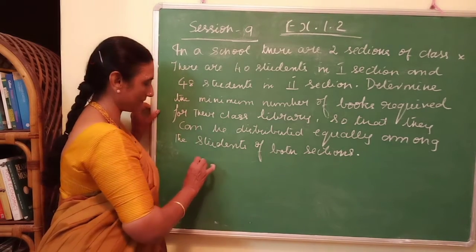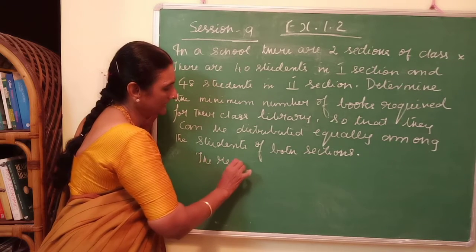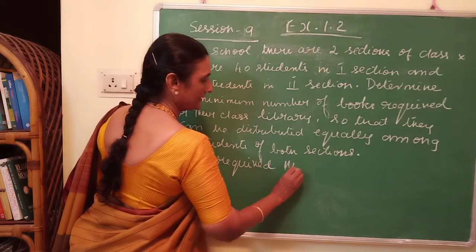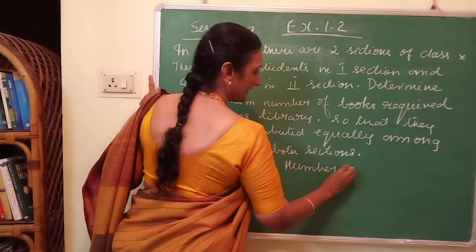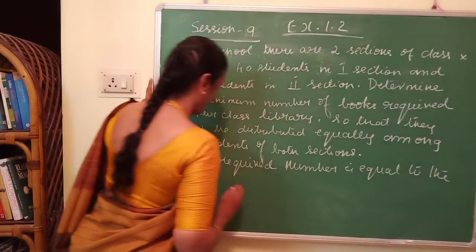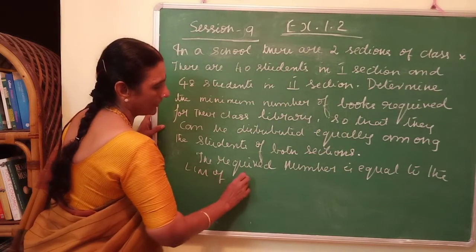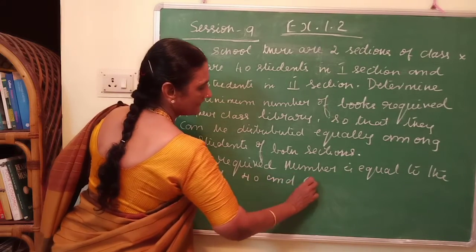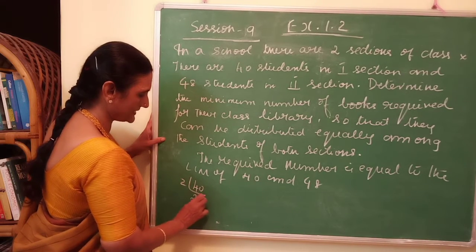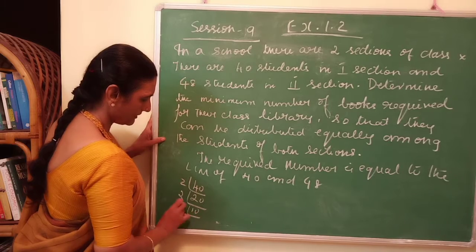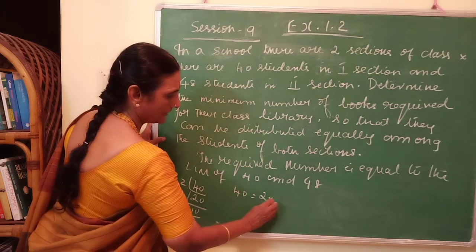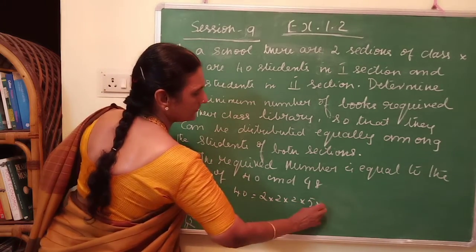Therefore, you should start with the statement, the required number. First, read and understand the situation. The required number is equal to the LCM of 40 and 48. So how do we find it? 40, you divide by 2, 20, and then by 2, 5. 5 is a prime number. So 40 is equal to 2 into 2 into 2 into 5 into 1.